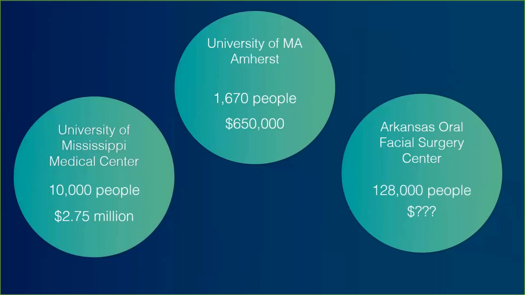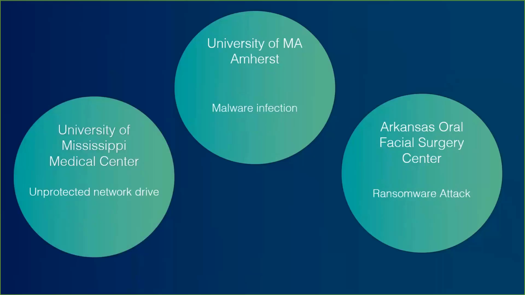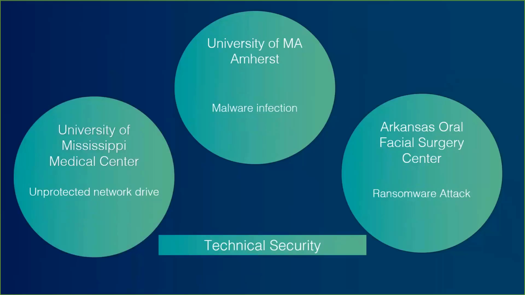So again, if we were to look once more at the reasons for these particular violations and think about what we could do to prevent that, the big thing here is going to be technical security. So this is your IT. This is having good virus protection. This is having encryption. This is servers and all of those different things. Technical security is super important.